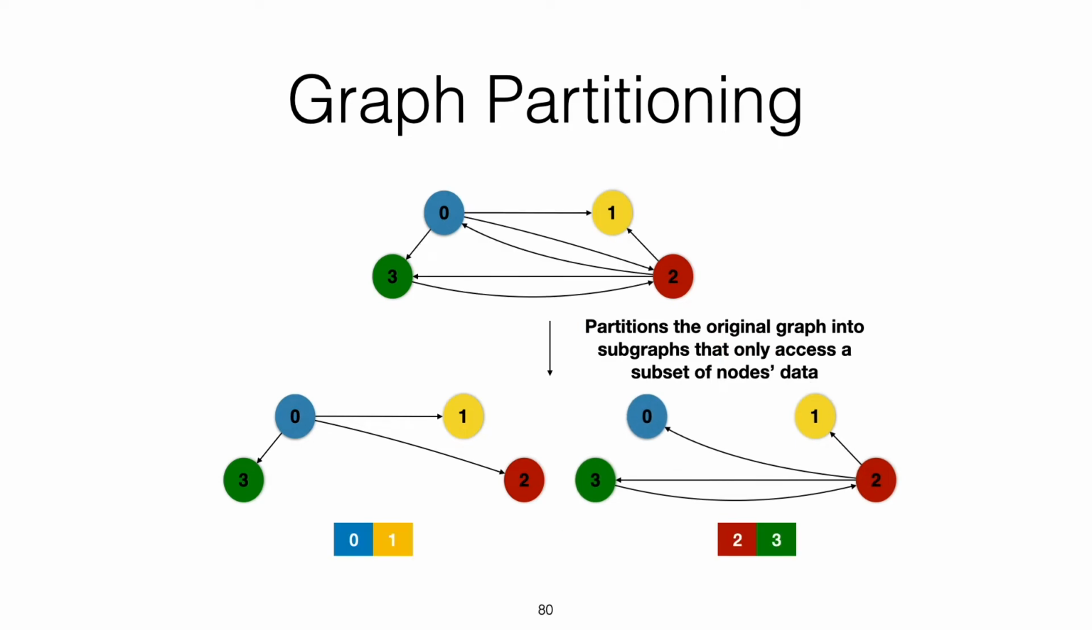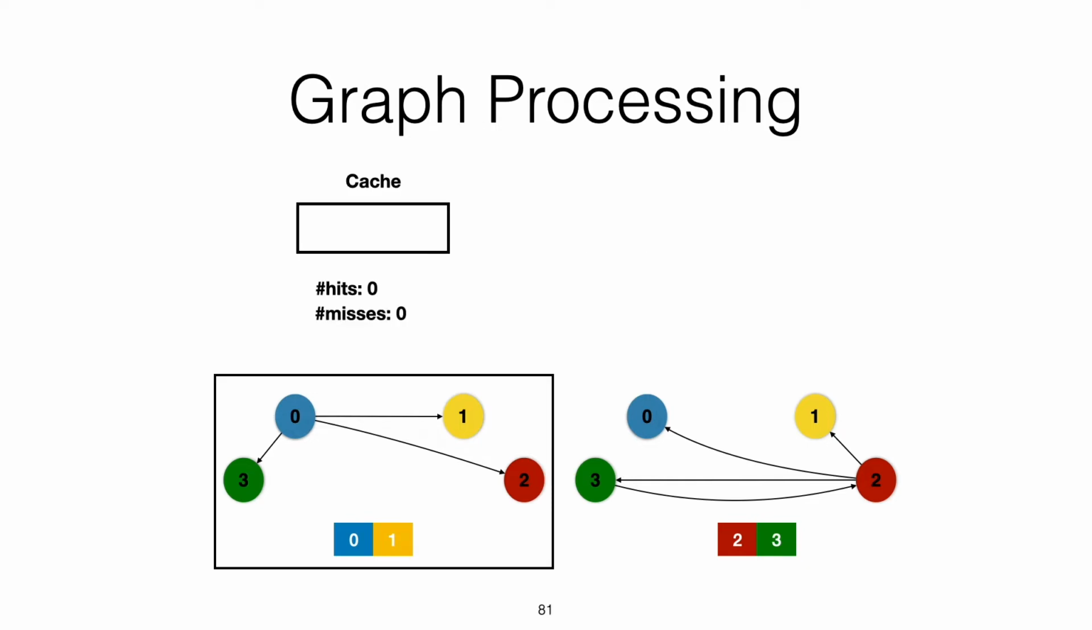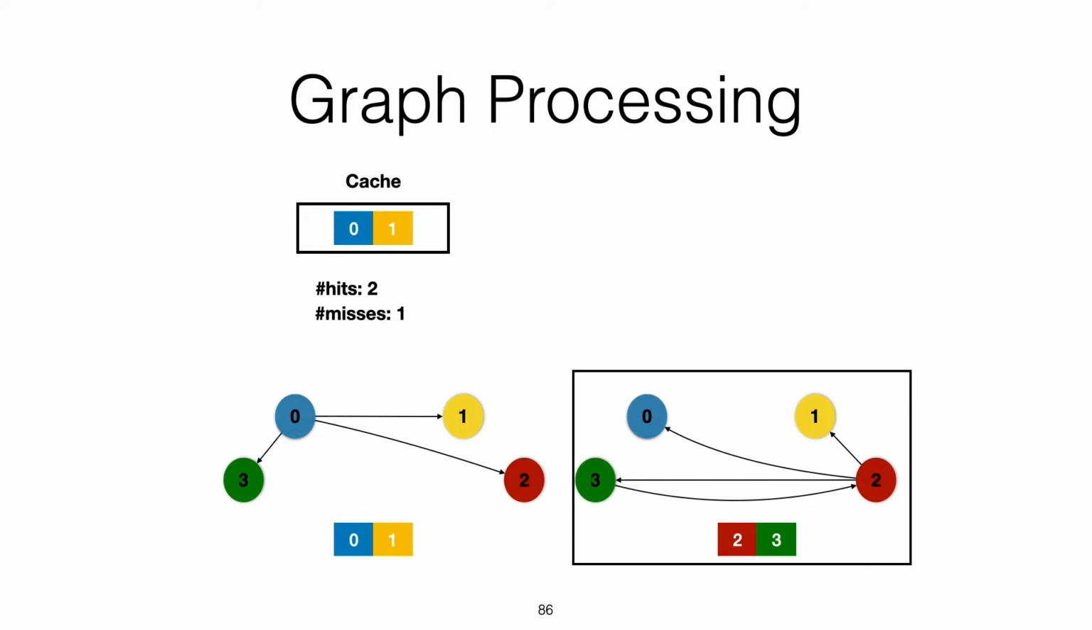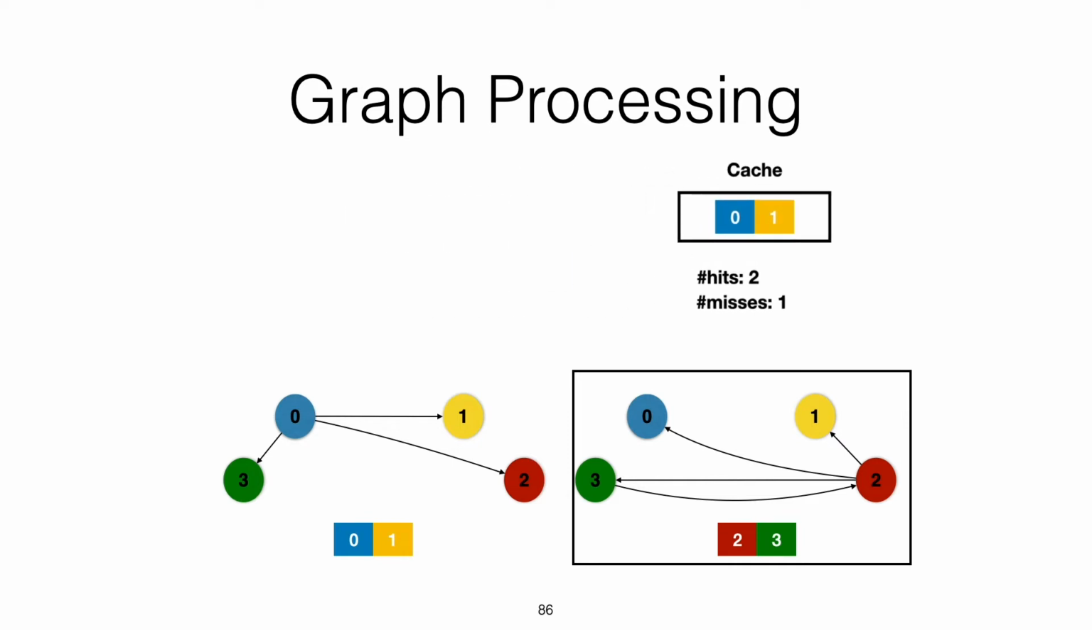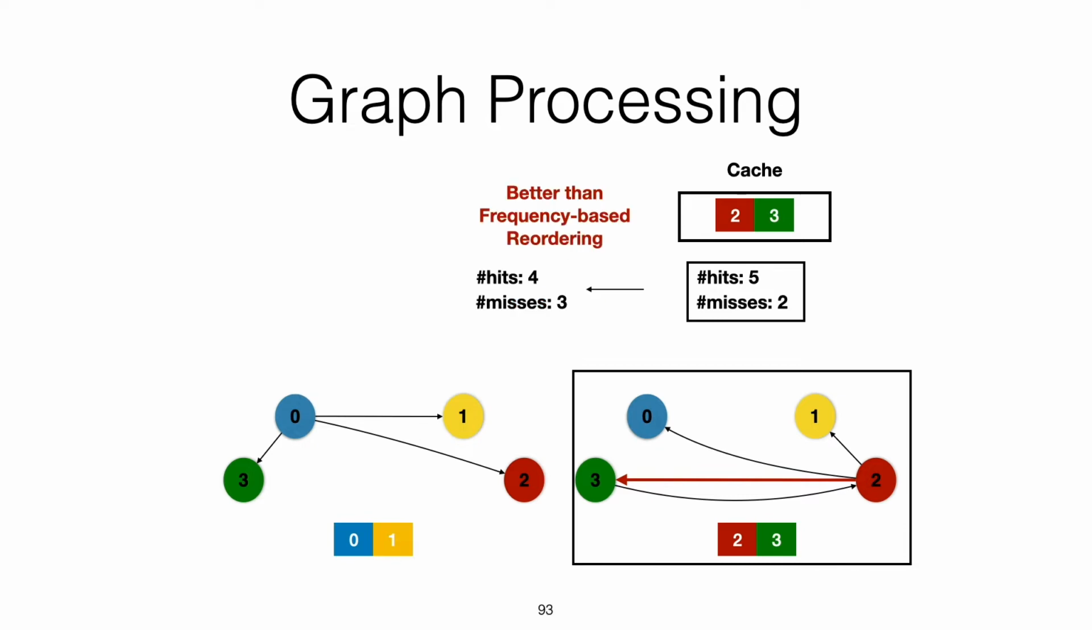So now we have 0 and 1 in one cache line, 2 and 3 in another cache line. So first we process this subgraph. What that means is I am getting this cache line, and that's all I need to do, because I can use that cache line to update all these vertices, and then I switch to the next partition, and the first time I will get a cache miss, and then I am using the same cache line in here. So if you do that, we only have 2 cache misses when you switch partitions, and then we have a lot more cache hits in here. So this is even better than frequency-based reordering.